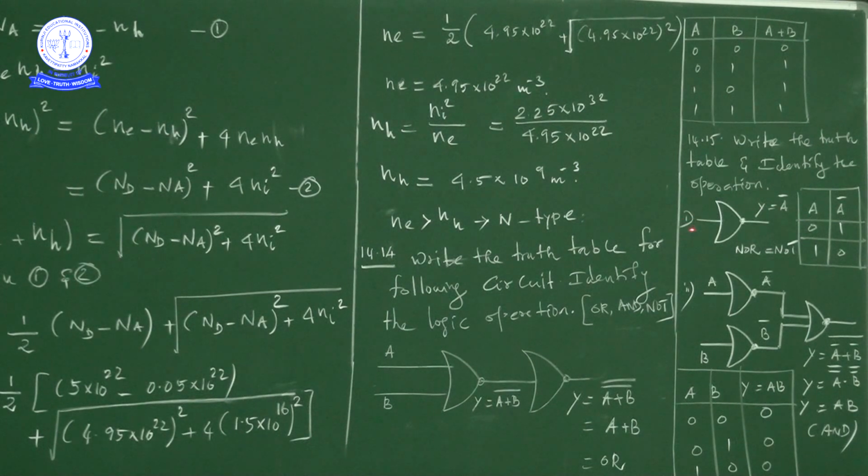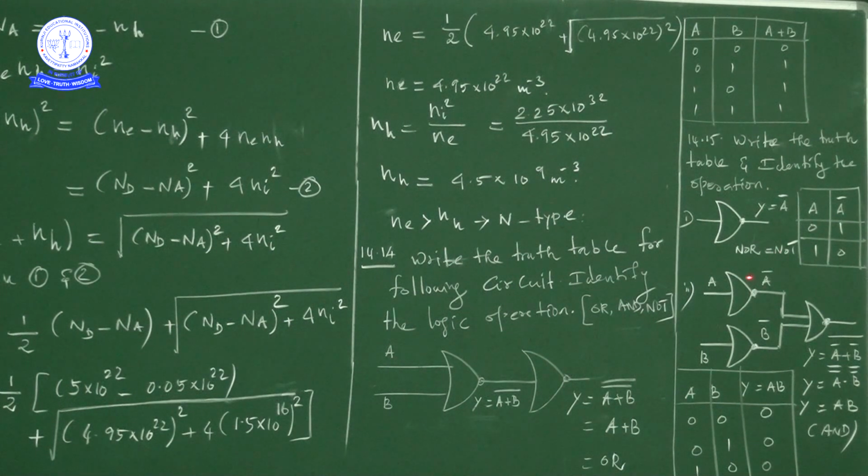Suppose I give the input A, then what I get as output is A complement. So when A is 0, A complement is 1, and when A is equal to 1, A complement is equal to 0. So it is just inverting the values. This type of gate is also said to be the inverter gate: 0 giving 1, and 1 giving 0. Actually this is a NOR gate, but if you give a single input, this type of NOR gate is equal to a NOT gate.